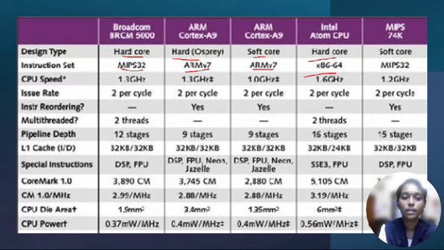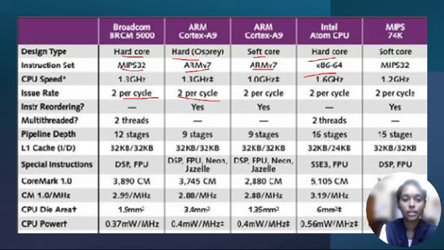The issue rate is 2 per cycle. All the versions have 2 per cycle. And whether it has reordering or not: Broadcom BRCM has no reordering, ARM Cortex A9 has reordering, and Intel Atom CPU has no reordering.